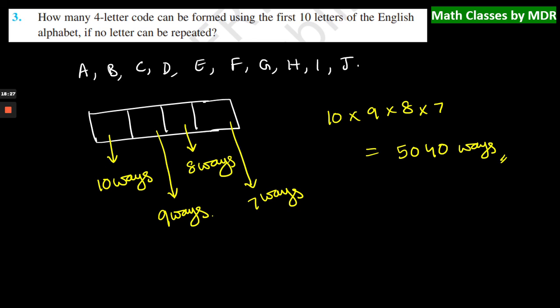I hope it is clear. Now let's see, suppose repetition is allowed, if the letter can be repeated, then how many ways can we form the codes here? 10 into 10 into 10 into 10. That is 10 to the power 4. Right? We will get 10,000 codes.